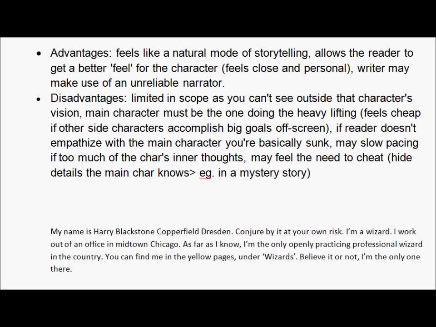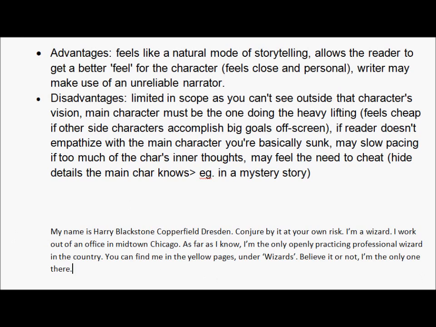So, in this case, the main character is talking to the reader and kind of showing his sarcastic side. You can see at the end here, believe it or not, I'm the only one there. So you can see already from the end of the first chapter that he's going to be a bit of a smart ass. He also says he's the only openly practicing professional wizard in the country. So you know they're living in a world where wizards of some sort exist, most of which are not known to society. You know he's going to be a big shaker and mover because it is first-person perspective.